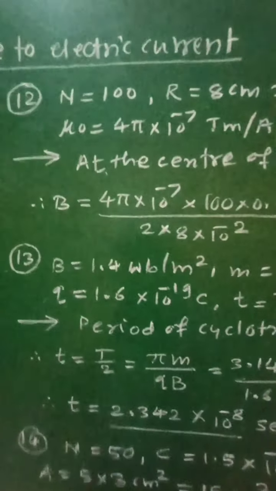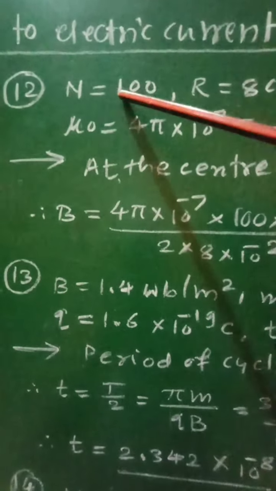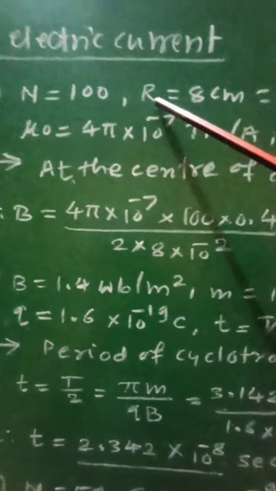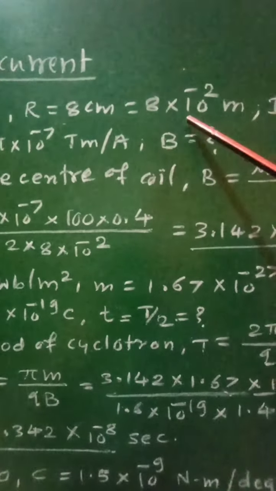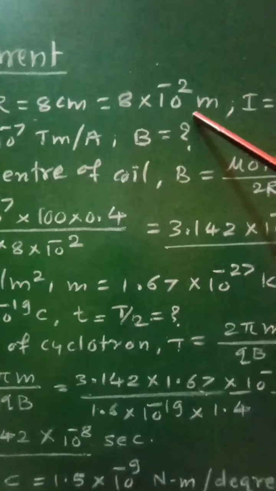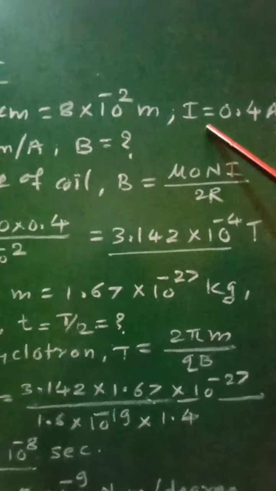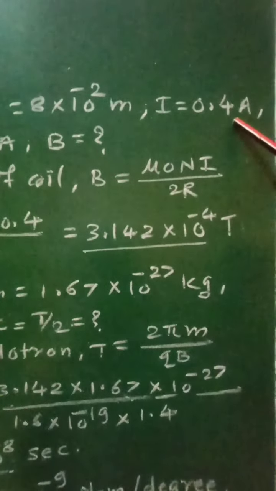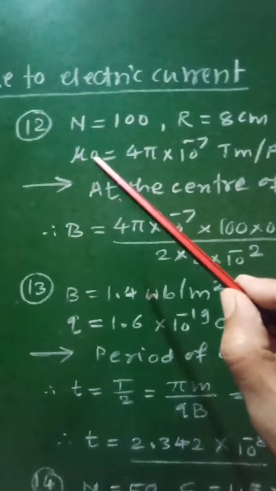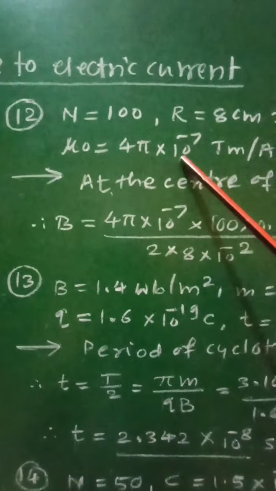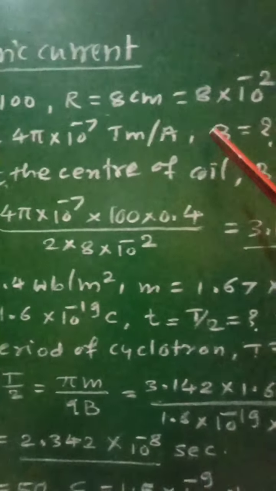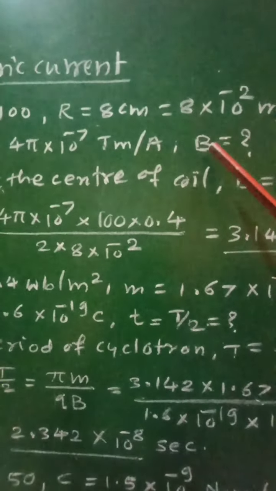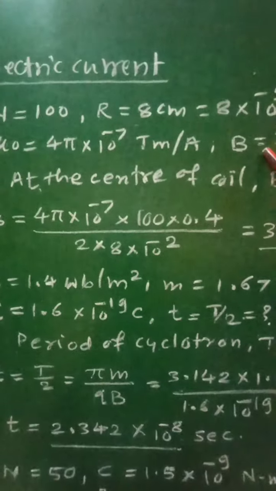Again, given data is number of turns n equal to 100, radius r equal to 8 centimeter, that will be equal to 8 into 10 raised to minus 2 meter. Then current I is equal to 0.4 ampere, mu 0 equal to 4 pi into 10 raised to minus 7 Tesla meter per ampere, and magnetic field B that we will have to calculate.